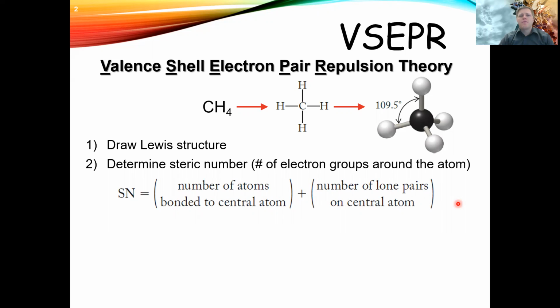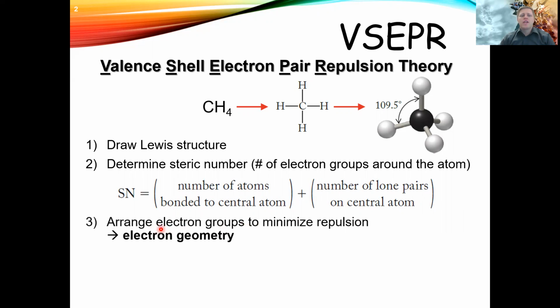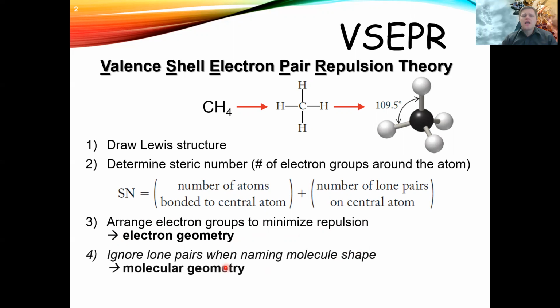Once we have that information, we're going to try and arrange the electron groups so that we minimize the repulsion between them. Another way of saying that is we're going to take all our bonds and all our lone pairs, and we're going to move them all as far away from one another as we can. And this will give us what's called our electron geometry. And then from our electron geometry, we can ignore all the lone pairs, and that'll give us what's called our molecular geometry.